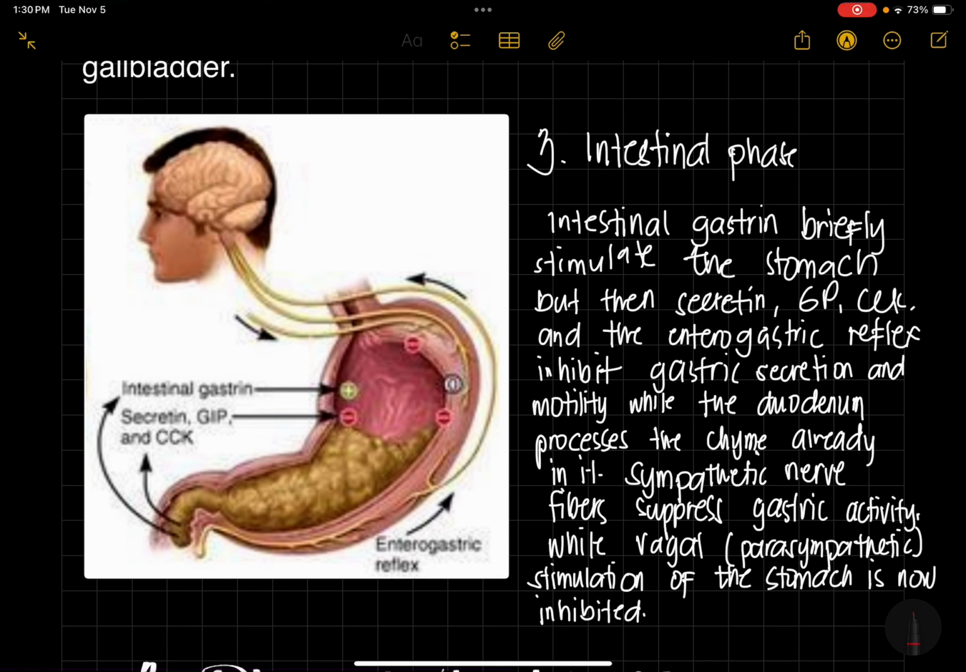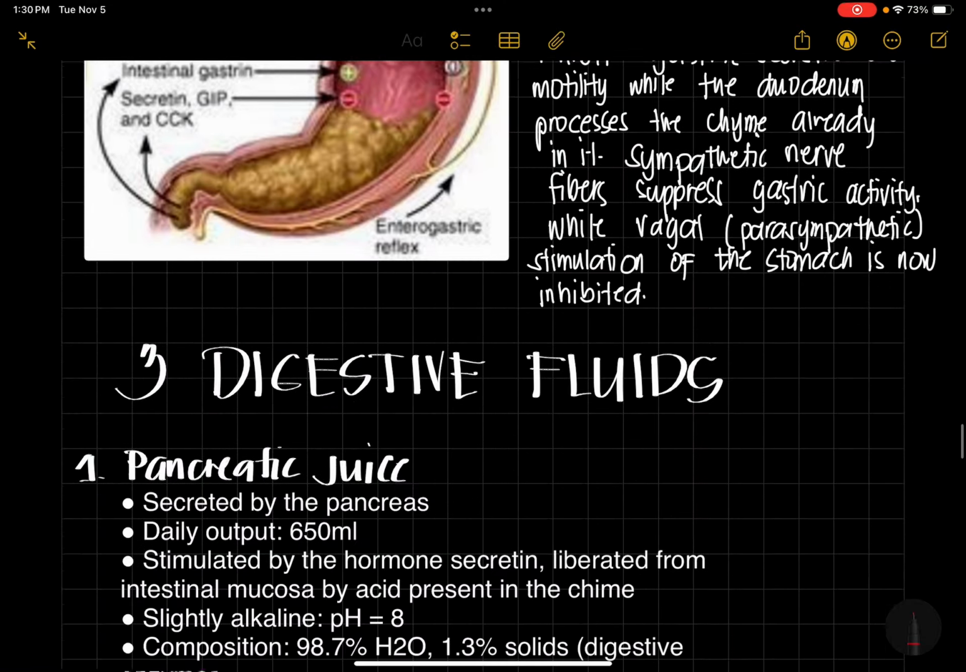In the intestinal phase, intestinal gastrin briefly stimulates the stomach, but then GIP or CCK is secreted and the enterogastric reflex inhibits gastric secretion and motility, while the duodenum processes the chyme already in it. Parasympathetic nerve fibers supply gastric activity, while vagal parasympathetic stimulation of the stomach is now inhibited.